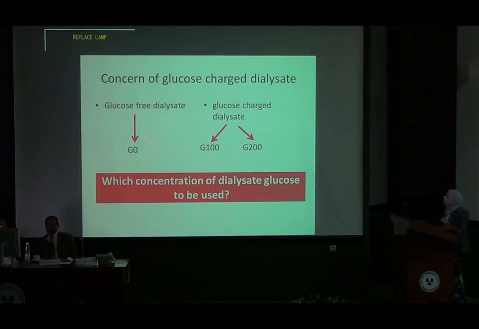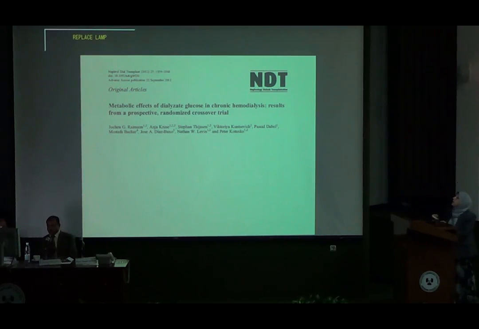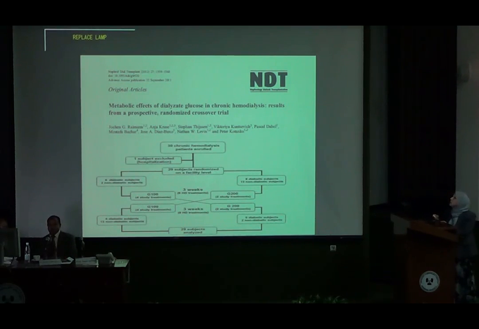Now we need to answer which concentration of glucose we need to start with. Do we take G100 or G200? This study is from September 2012, just this month. It studies the metabolic effect of dialysate glucose using glucose 100 versus glucose 200, with the same patient taking 100 for 3 weeks, and then the same patient shifted to 200.